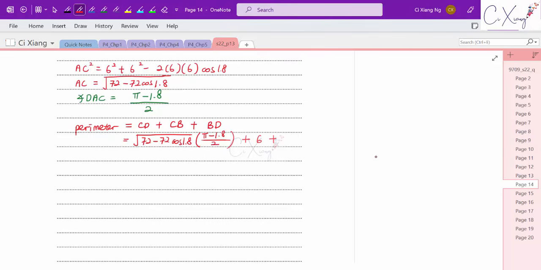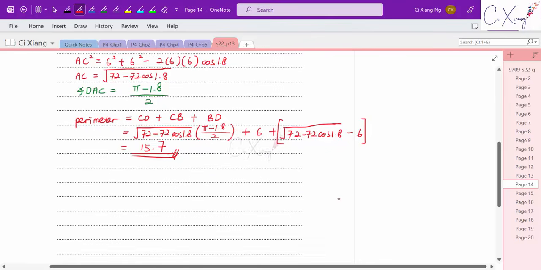Then I need to get the length for BD. To get the length for BD, I take AD minus 6. So I have the square root of 72 minus 72 cos 1.8, then minus 6, because AD and AC have the same length. Therefore, I'm using the length of AC, then minus 6 to get the length for BD. If you simplify everything in detail, you should get your answer, which is 15.7. So this is how you solve question number 9, part A.